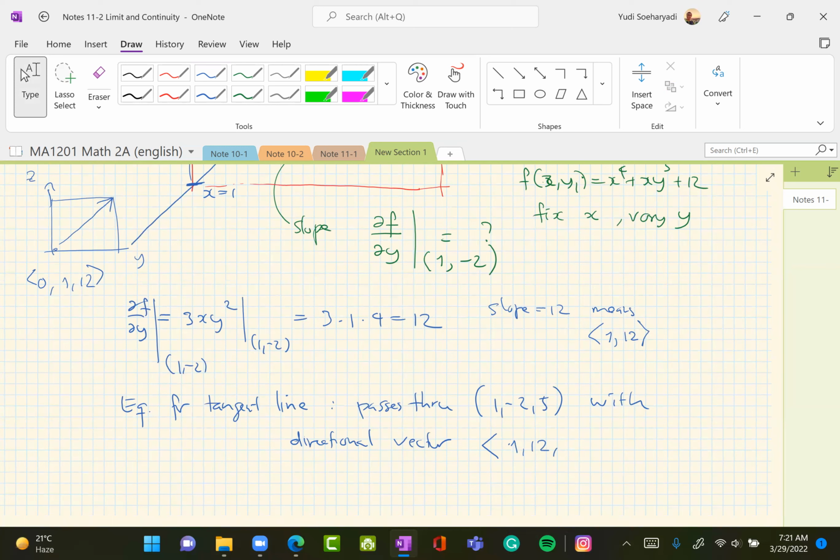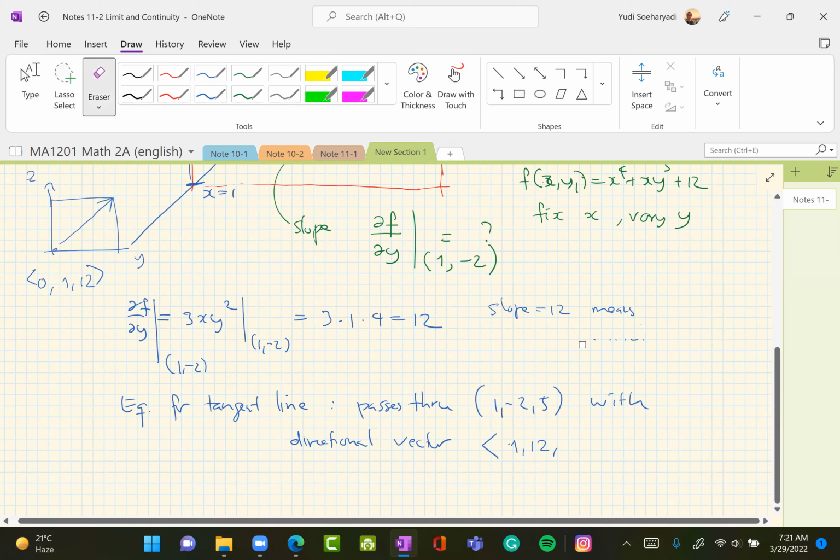Okay, so the directional vector, sorry, this is wrong. It doesn't move along x, so this is going to be 0. And when you move y by 1 to the left or to the right, you rise up by 12. Okay, so then the directional vector is 0, 1, 12.